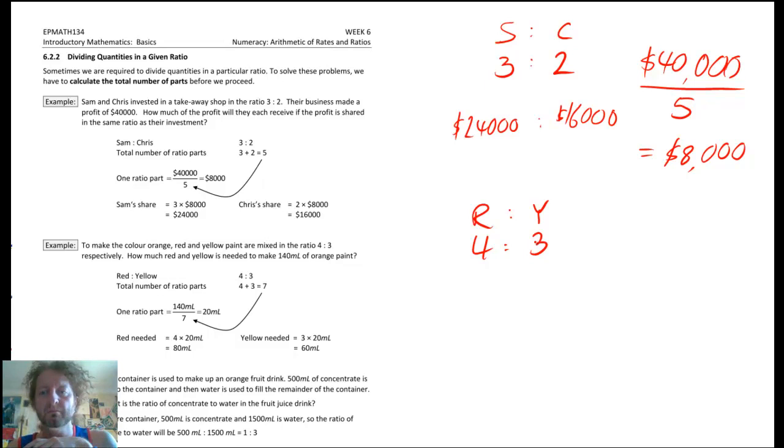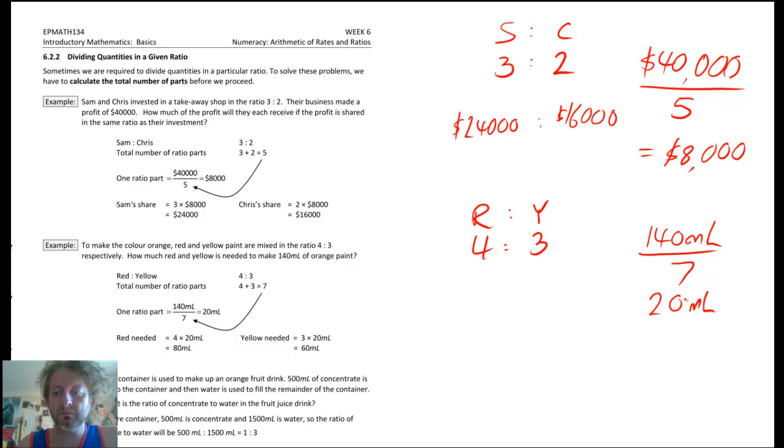So it's the same question, because 140 mils of orange paint is not telling us how much red or yellow, it's telling us you want a total when mixed of 140 mils of this stuff. And if you look at, well, I need 4 parts of this compared to 3 parts of this. Again, I say, well, how many parts do you need? 4 plus 3, 7 parts. 140 mils on 7 is 20 mils. So that's 4 lots of 20 mils is 80 mils. That's 3 lots of 20 mils is 60 mils.